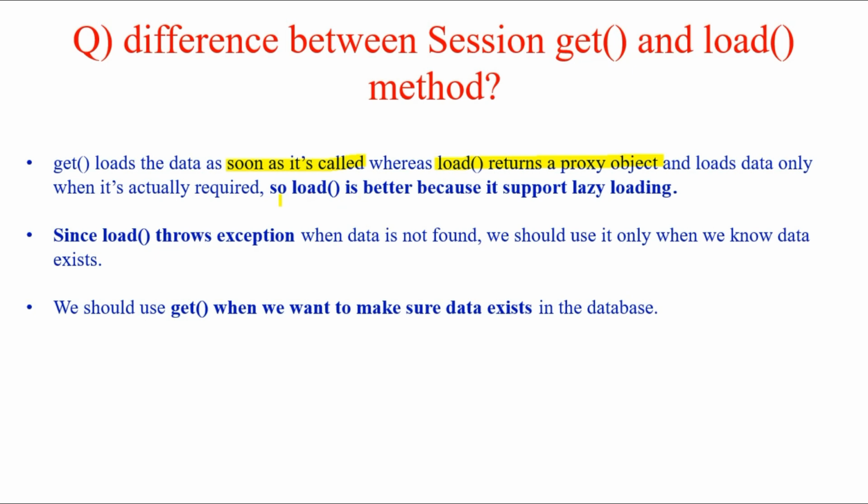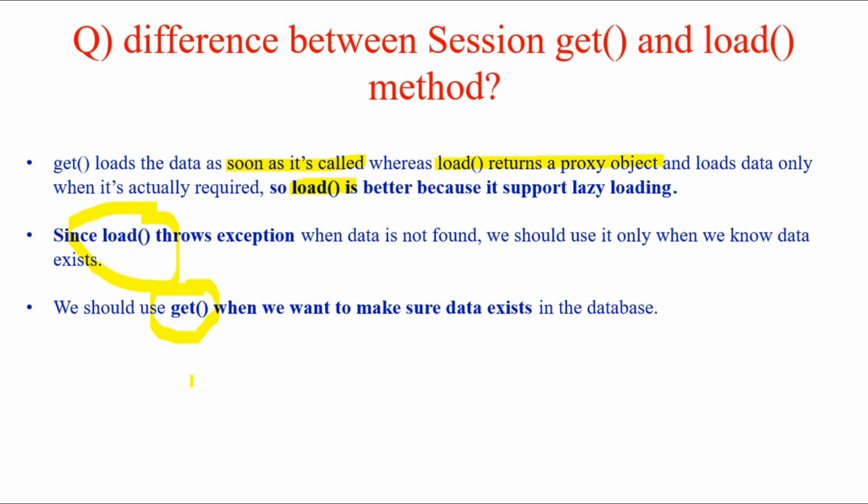But if this is so good, why shouldn't I use load only? Why do you need get? Because load throws an exception whenever you don't get data in the database. So if you're very sure that you are going to get the data, then only use load. Otherwise it will give you an exception and your code will block then and there. So that is why you can use get, when you want to make sure that yes, data is there. If you're not sure, data may be there, may not be there, but you just want to know whether it is there or not, you can use the get method. If you're very sure that the data is there in the database, you can use load, because it is very good performance-wise since it is lazily loaded.